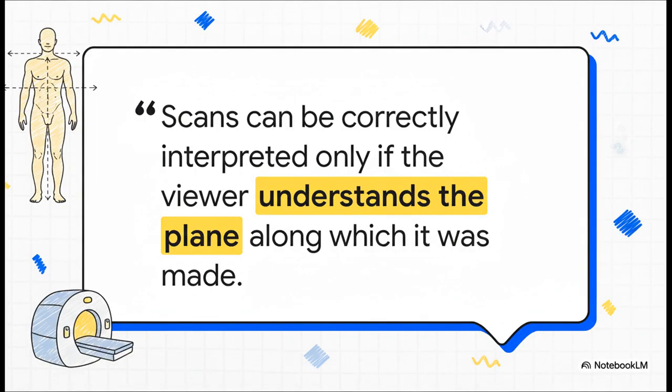And this right here is exactly why it's so critical. One of our sources just nails it with this quote. Scans can only be interpreted correctly if the person looking at them understands the plane on which the section was made. A view of the abdomen in the transverse plane looks totally different from a sagittal one. In modern medicine, this isn't just nice to know, it's non-negotiable.